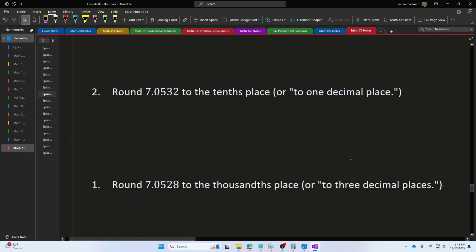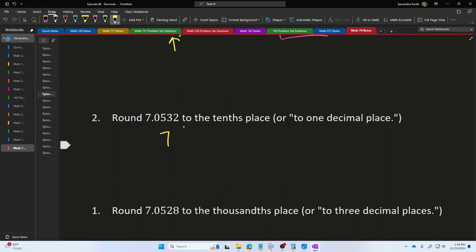And if someone said to me, round 7.0532 to the 10th place, then I would write down my number. I would identify the 10th place, which is right here, and I would look 1 unit to the right of that, 1 step to the right of that place. Here I see the number 5, which is on the large half of the digits. So I will delete all of these numbers after the 10th place, but I will also add 1 unit to the 10th place, and that gives me 7.1 for my rounded value.